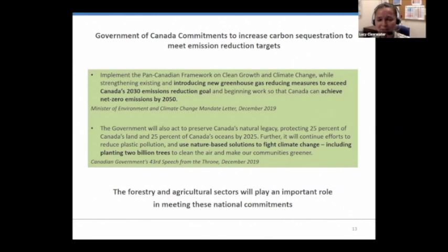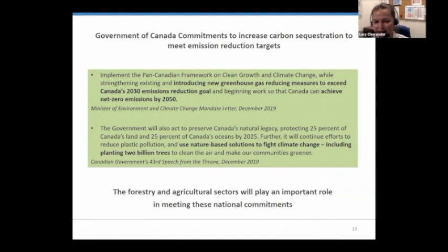So carbon sequestration, as a means of reducing net emissions, has gained higher prominence in government priorities quite recently. The Canadian government has committed to a target to exceed Canada's 2030 emissions reduction goal and to achieve net zero emissions by 2050, like many other countries. So in addition to other mitigation practices, this will include the use of nature-based solutions, including the planting of 2 billion trees. So this action would take place over the next 10 years.